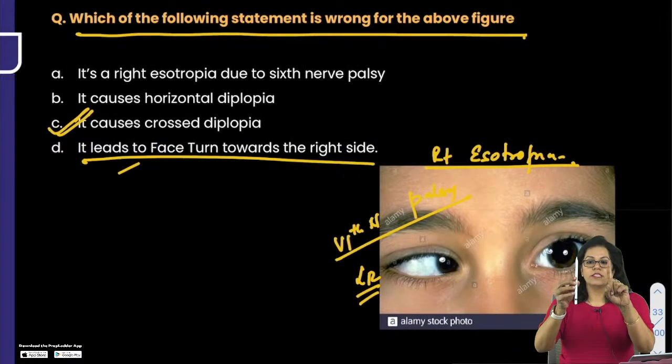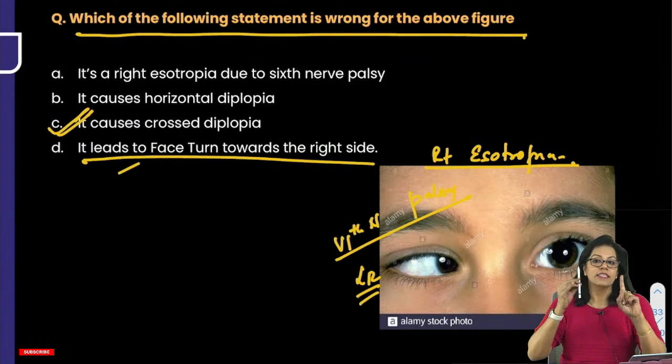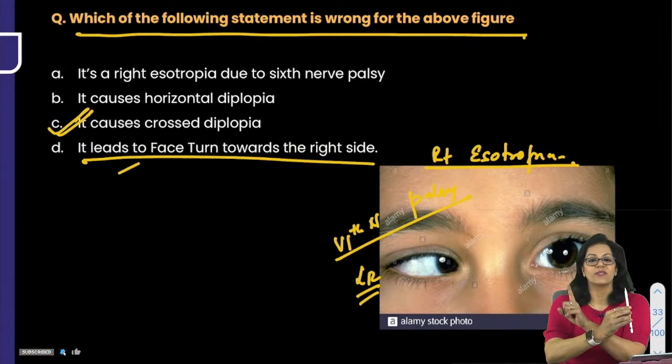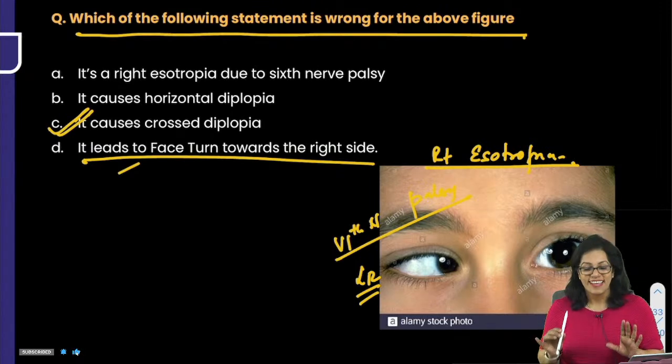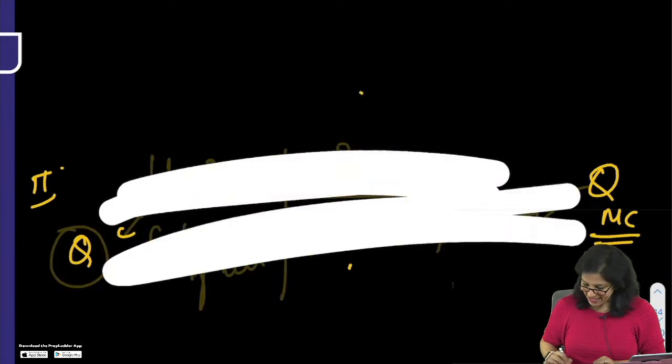So, if the false image is towards the squinted side, this is uncrossed diplopia. When the false image is opposite to the squinted side, this is called crossed diplopia. Okay? Same side uncrossed, opposite side crossed. You should be very, very clear about that. And how to remember? Now, we will remember in my simple way.